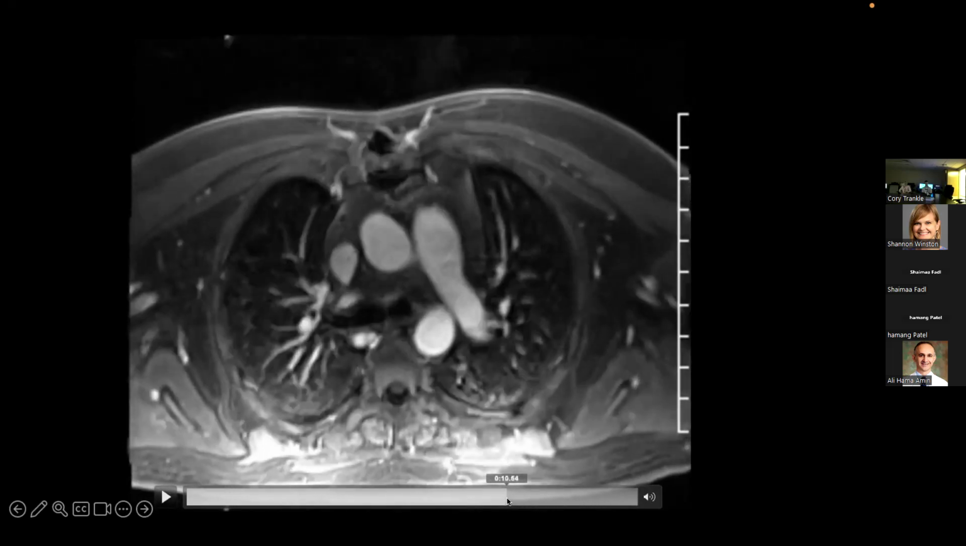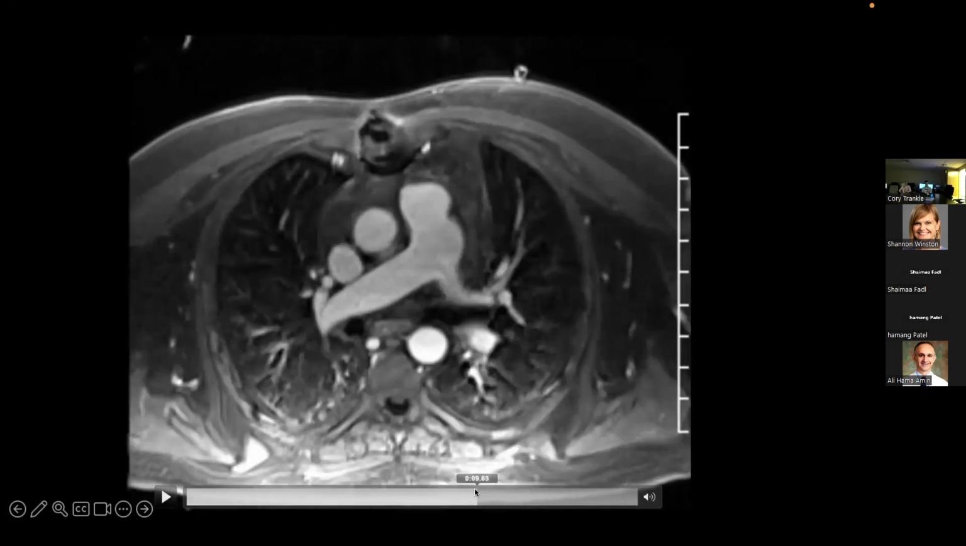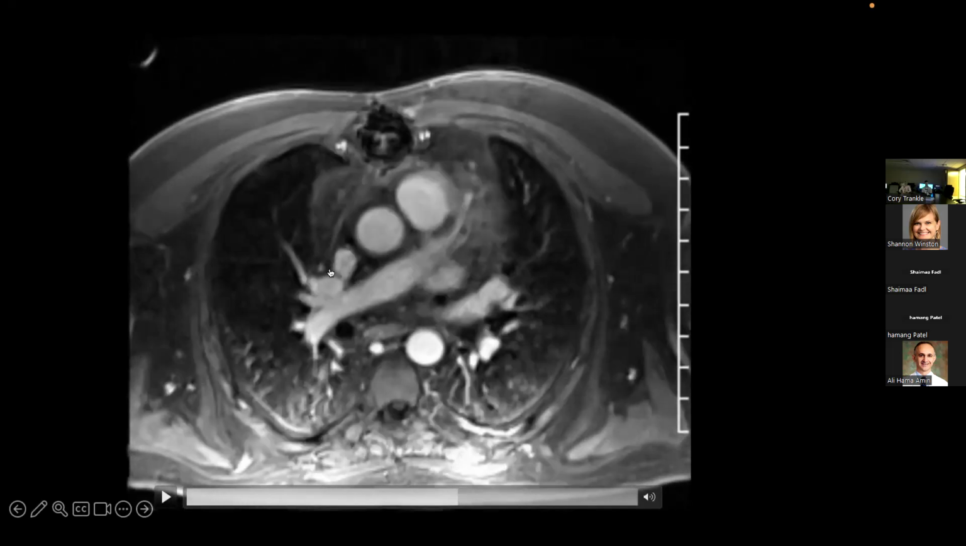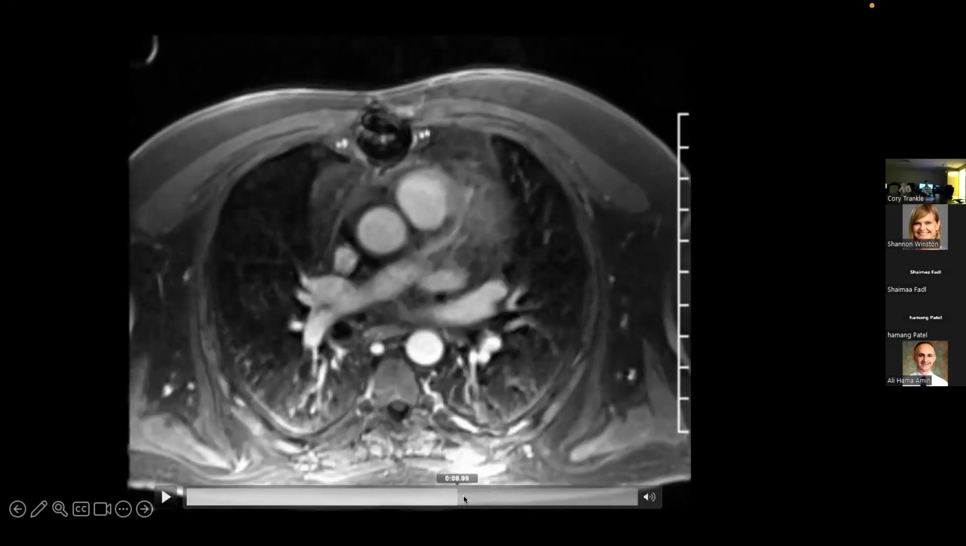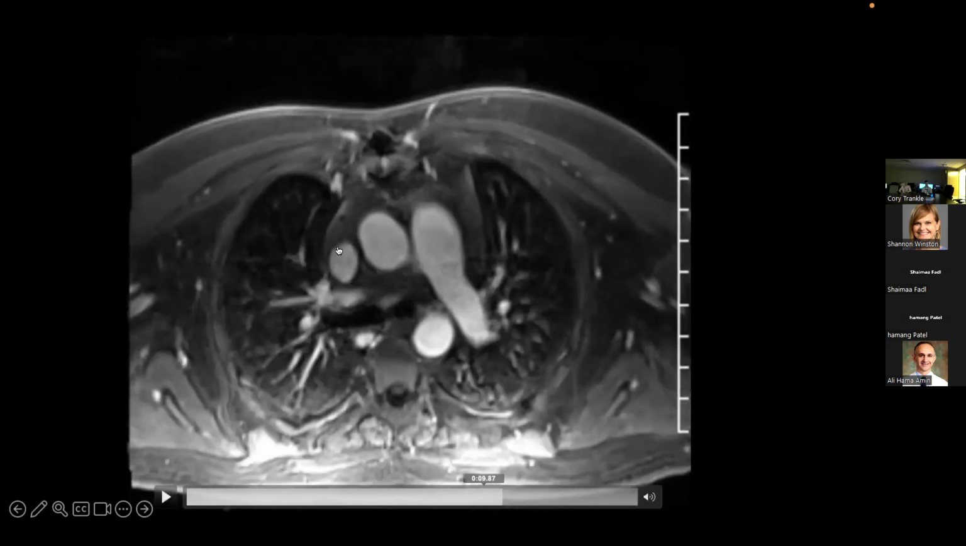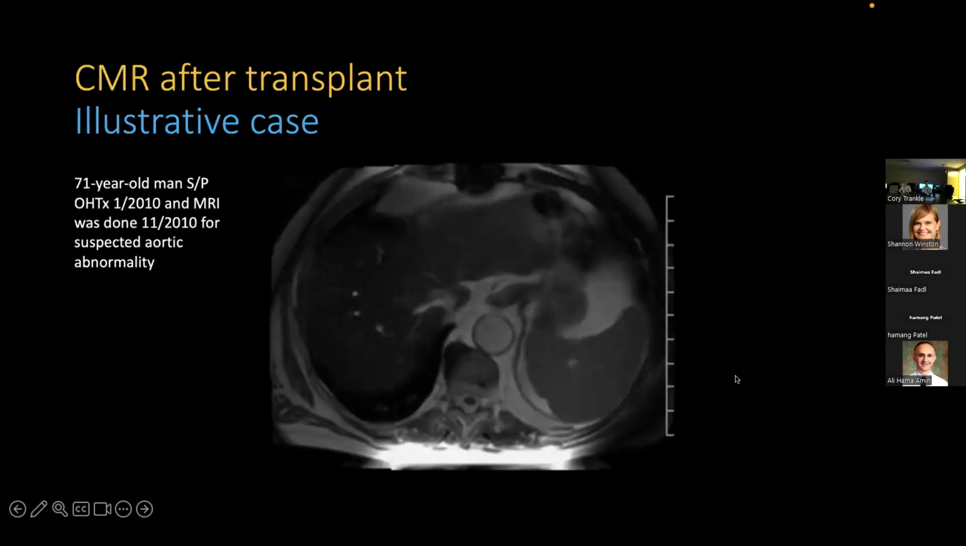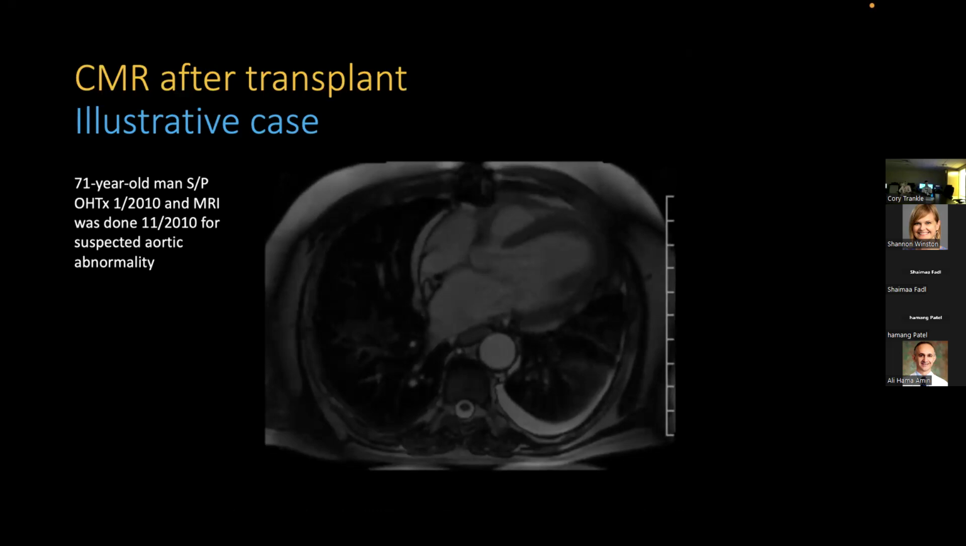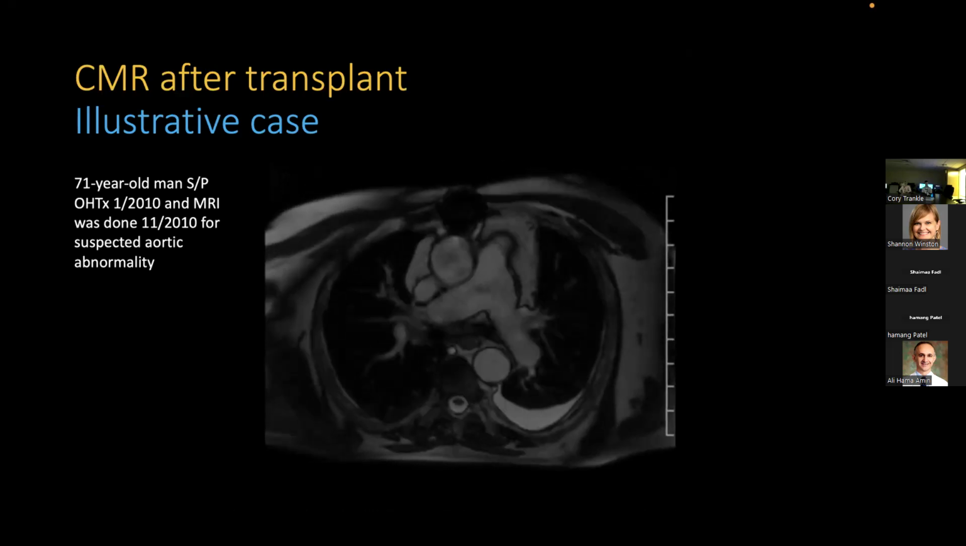And scrolling up, you will see also caliber change of the SVC near the anastomotic site. Note here, it's a different caliber of the SVC when compared to superiorly because of the anastomotic site. Knowing the expected will let us realize what's unexpected.